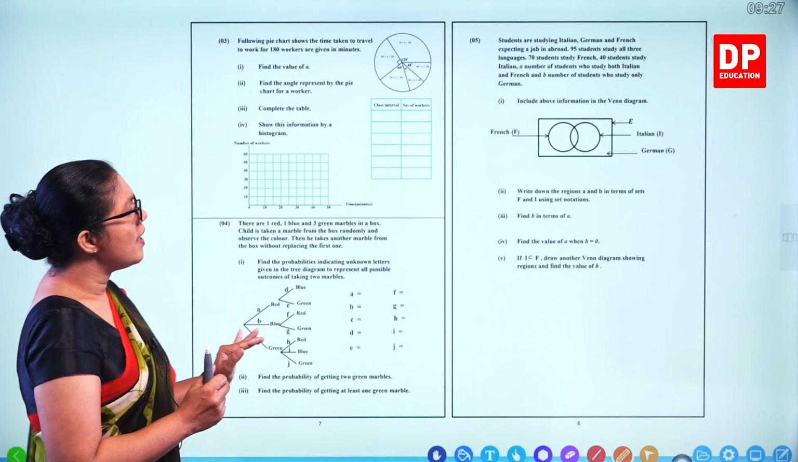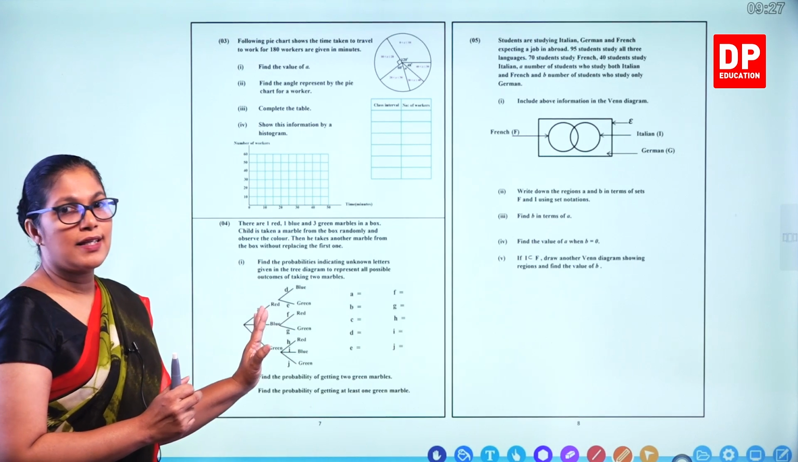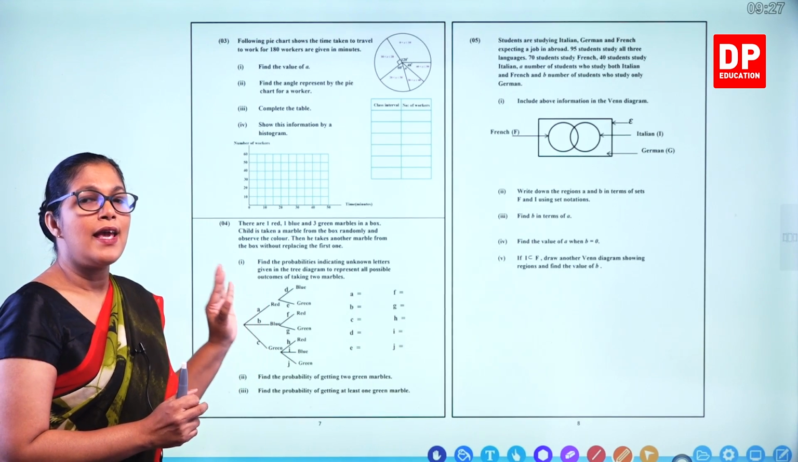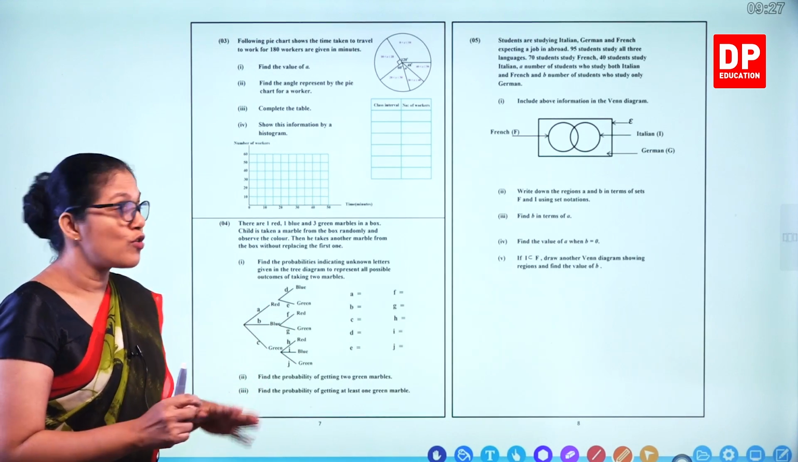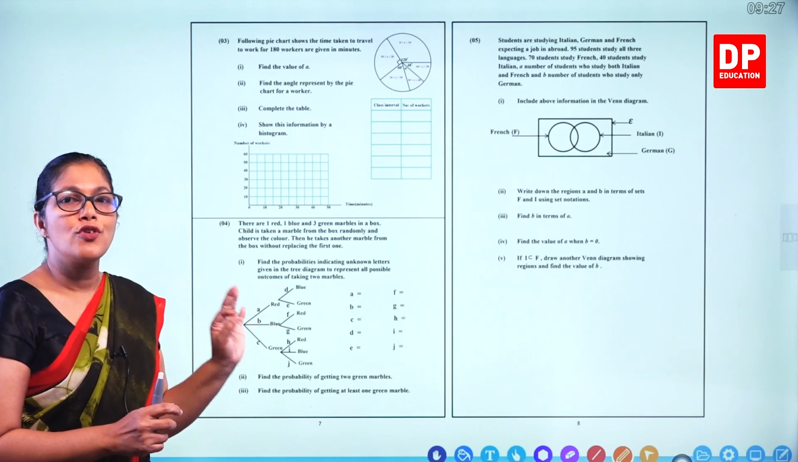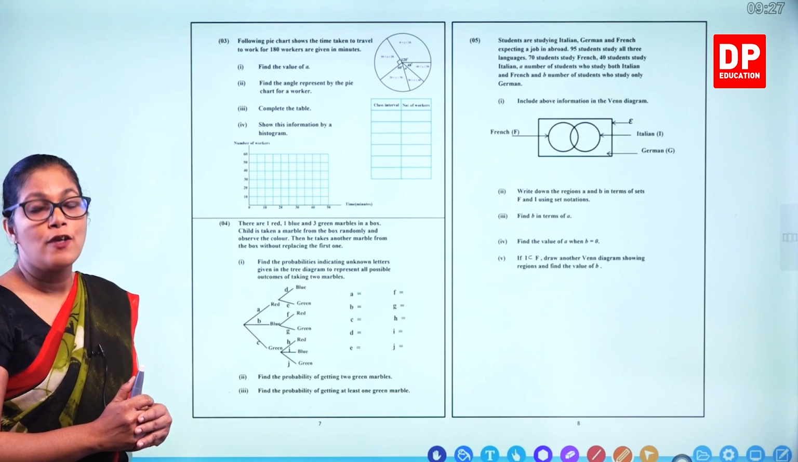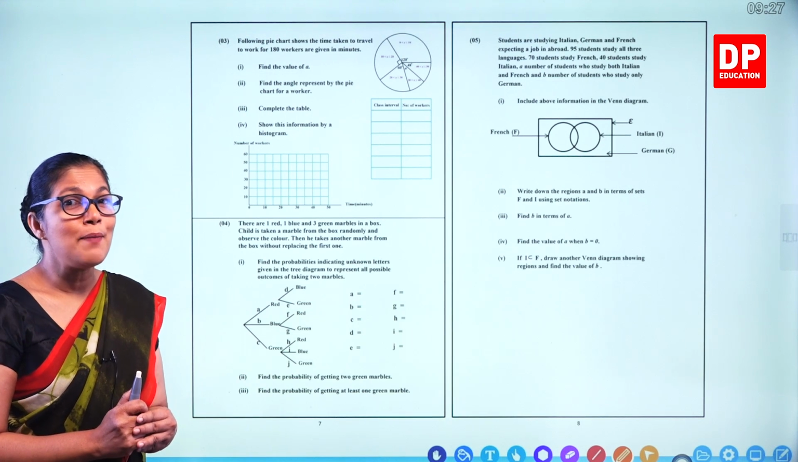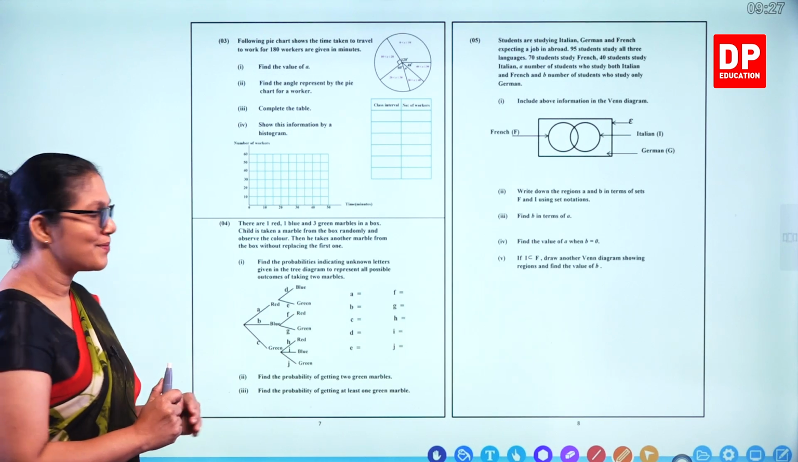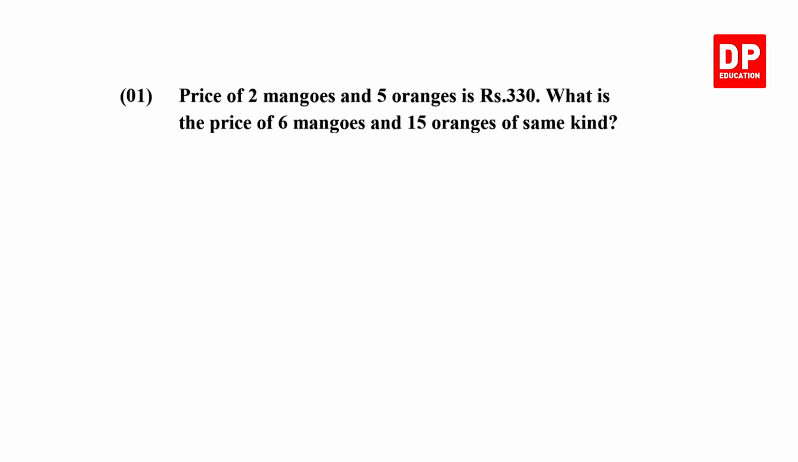So make sure that you take a photocopy first and then you try out. The spaces are given so you can answer in the space provided. So let's do model paper 1. Let's take question number 1.